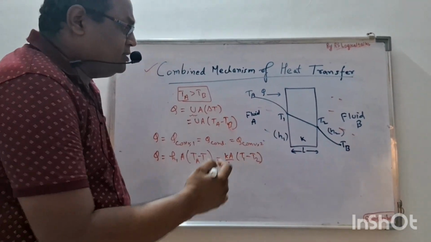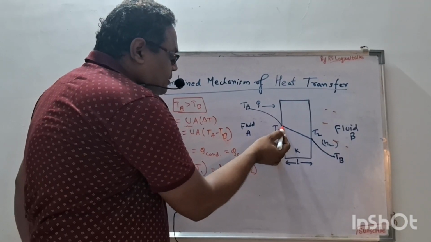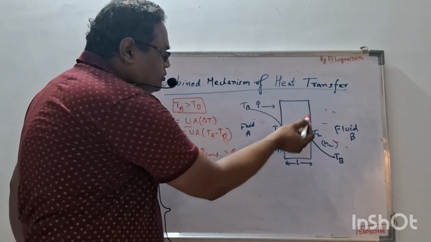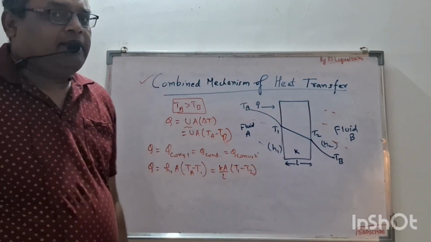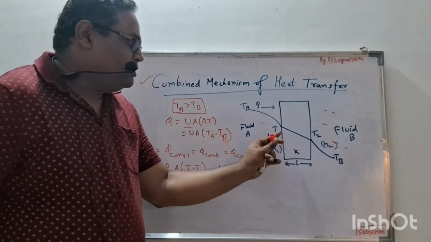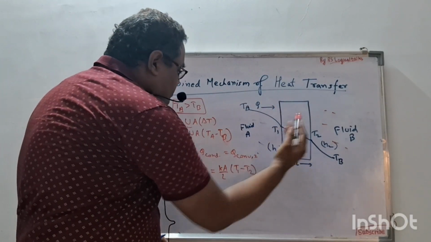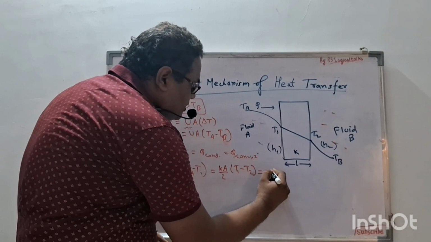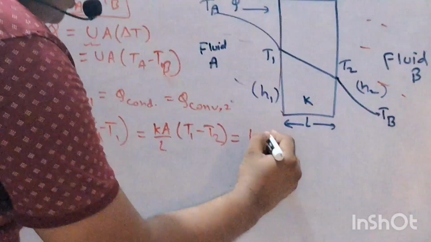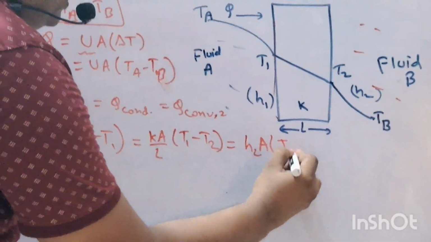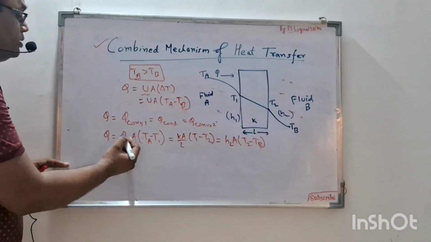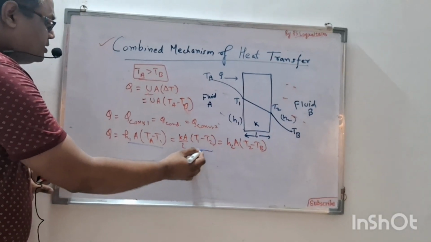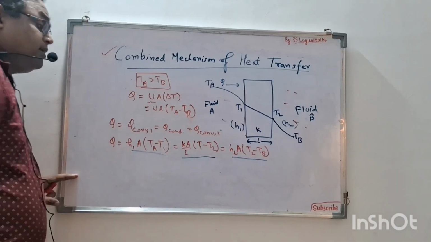What is T1 and what is T2? T1 is the temperature of this surface, and T2 is the temperature of this surface. This is the intermediate temperature which can be measured directly. So this is T1 and this is T2 of the interface. Next is H2 into A multiplied by T2 minus TB. So we have three equations: this is of convection, this is of conduction, and this is again of convection.